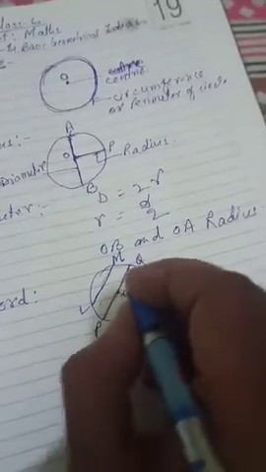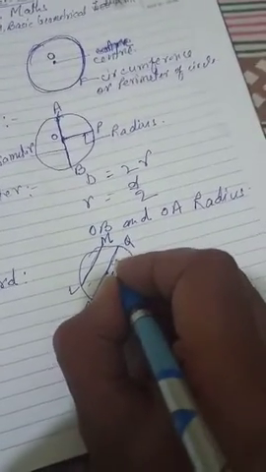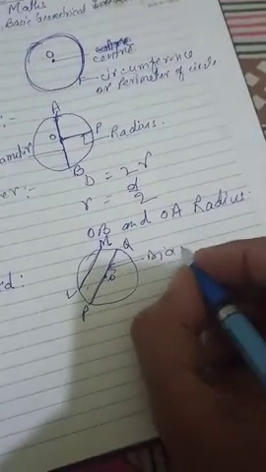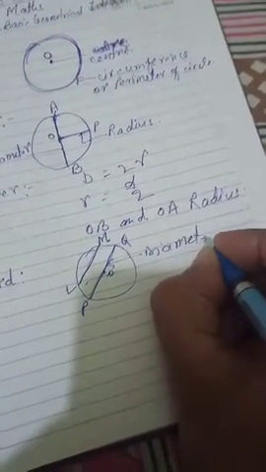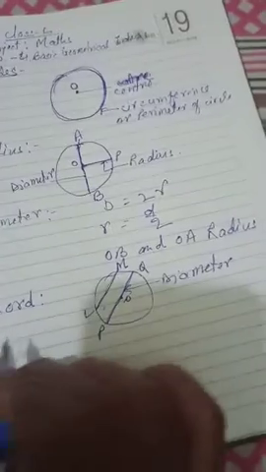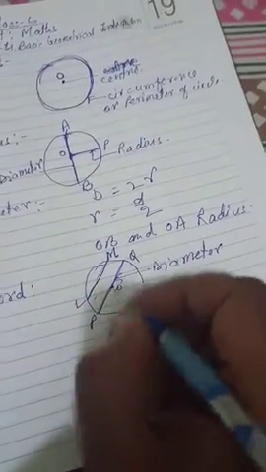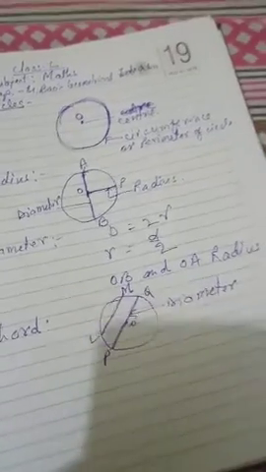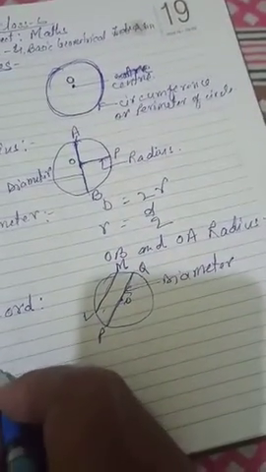Is it clear, student? A diameter is also a chord. Okay. Diameter is also a chord. This is the longest chord of the circle. Now we are finding the arc.